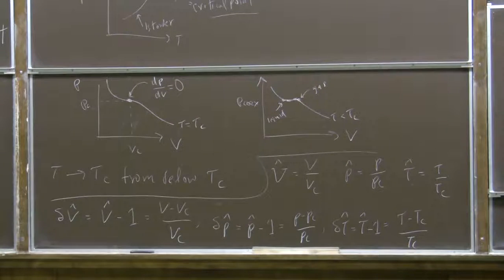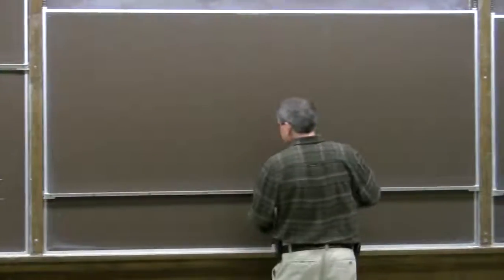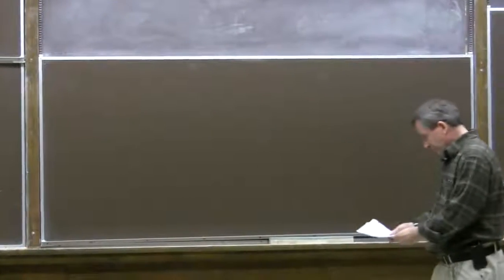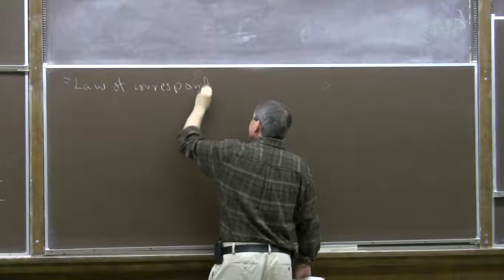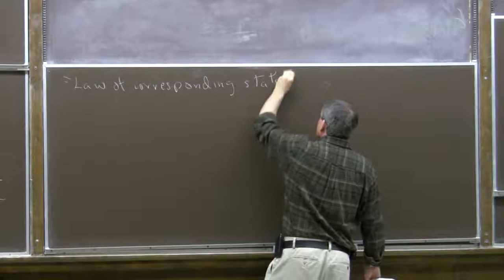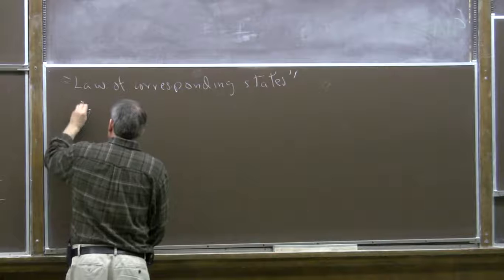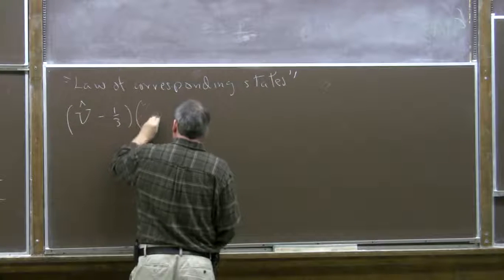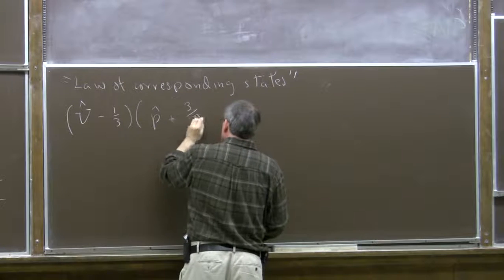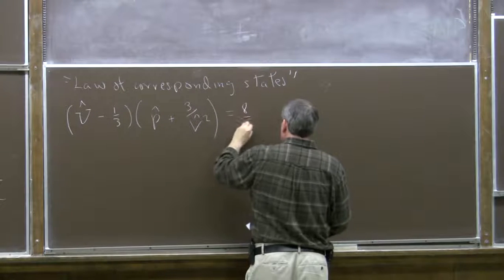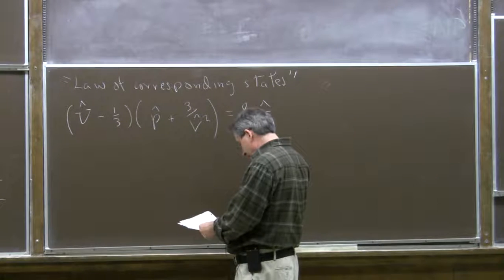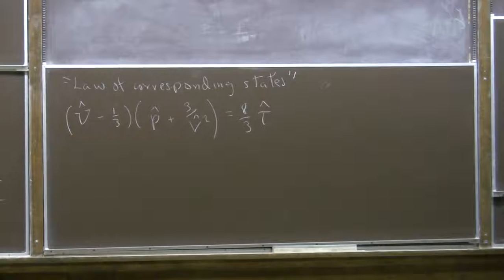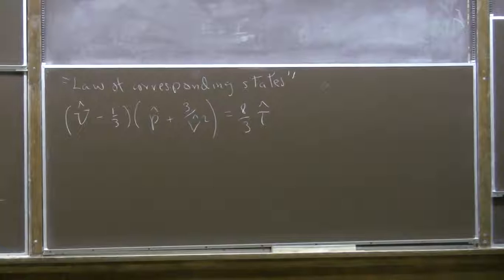So remember, we wrote down the law of corresponding states using these rescaled variables. It follows from van der Waals. We eliminated the other parameters in favor of the critical temperature, volume, and pressure. So that law of corresponding states looked like this. V hat minus a third, times P hat plus 3 over V hat squared, equals 8/3 tau hat. Okay? And so if we fix P hat and tau hat as we discussed, you can think of that as a cubic equation that we can solve to find the volume in terms of the temperature and the pressure.